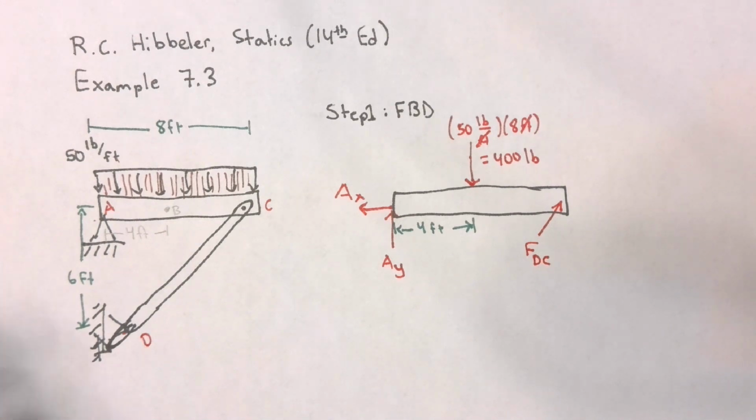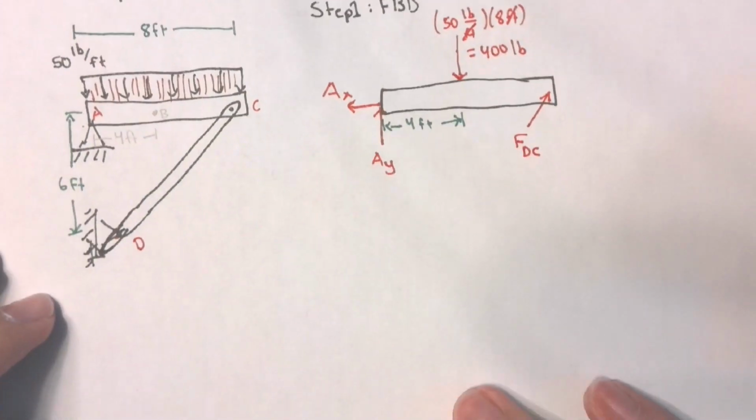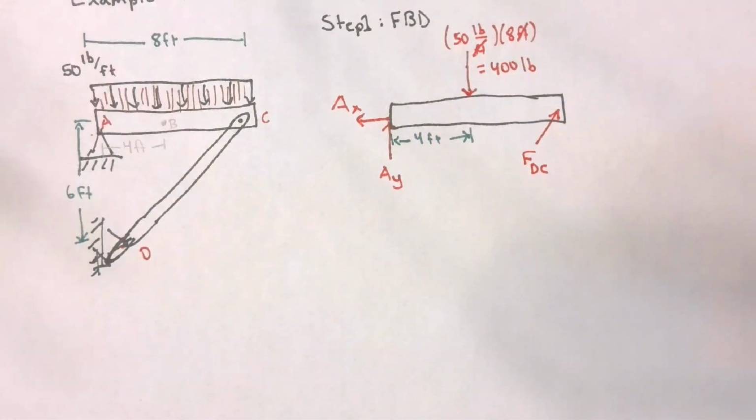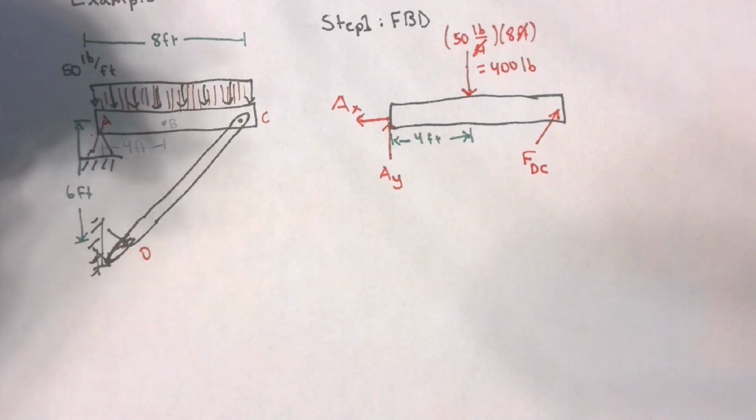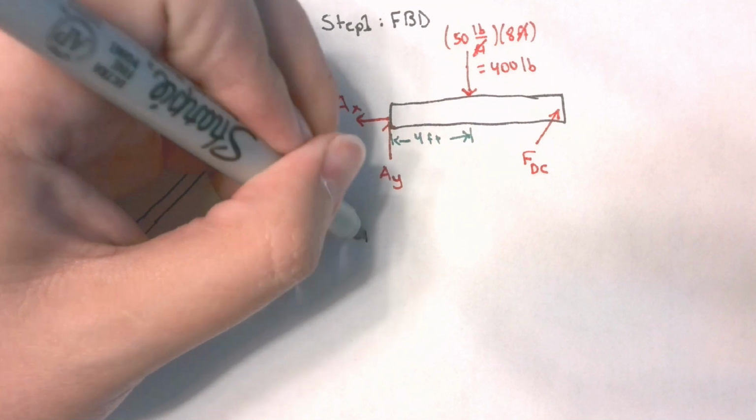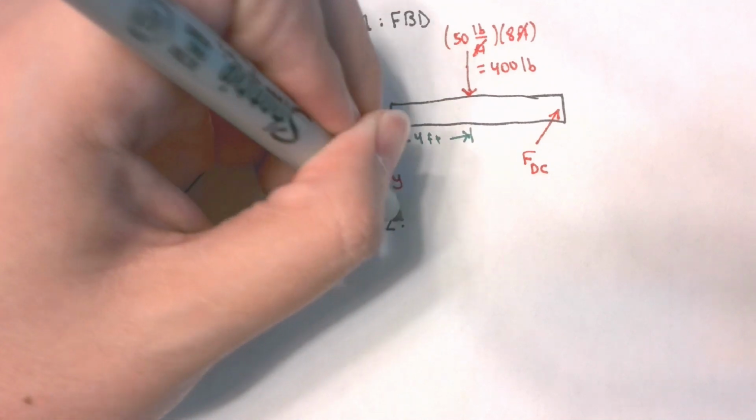Step number 2 is to apply the equations of equilibrium to find all of my external forces and reactions. This is actually really similar to a problem we did in class. So I think we should get this one done pretty quickly.